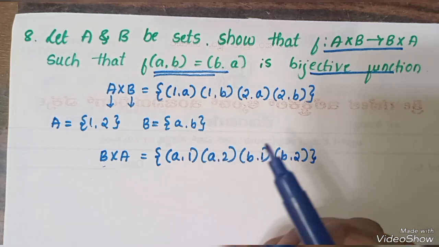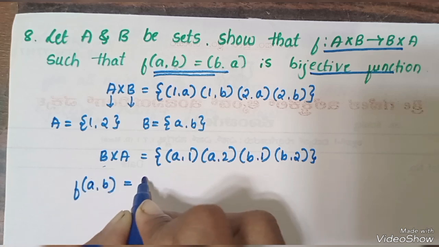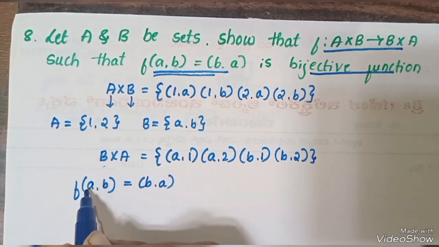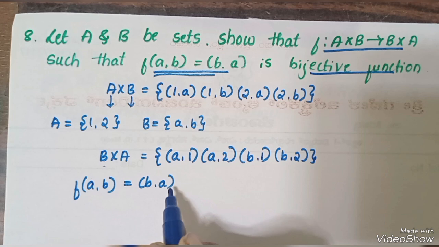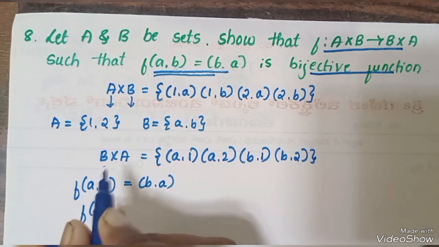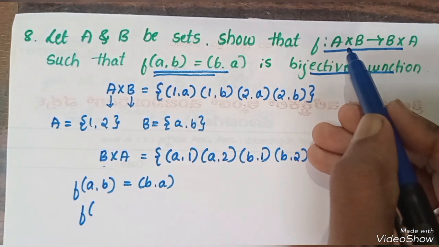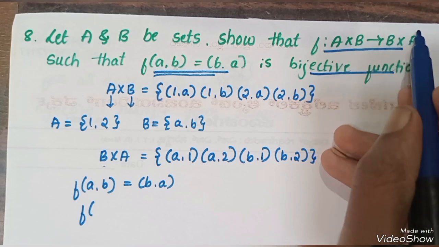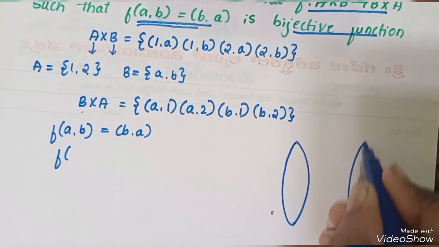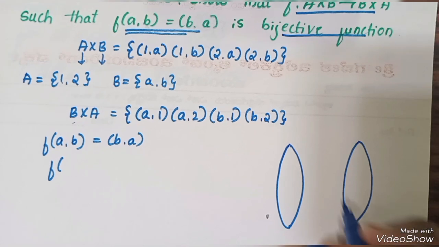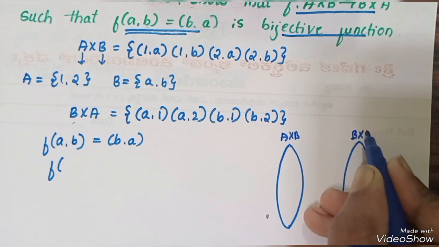Okay, now checking the condition. Here, checking the condition, f from A comma B is equal to B comma A. The function of elements of A and B gives the result B comma A. For this one, we have written the first ordered pair A cross B, because the domain should be A cross B and the codomain should be B cross A. Here consider the domain and codomain sets. The domain has the ordered pairs, this is A cross B, and this is the codomain B cross A.